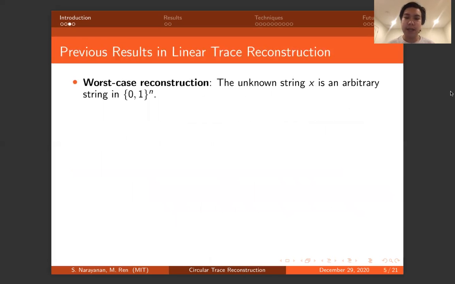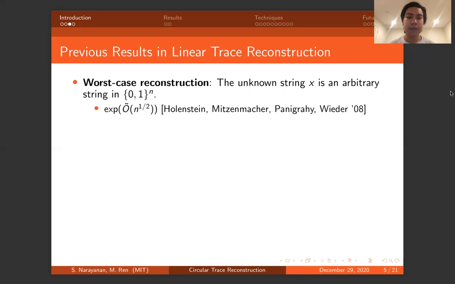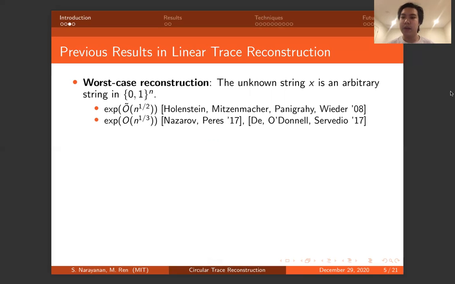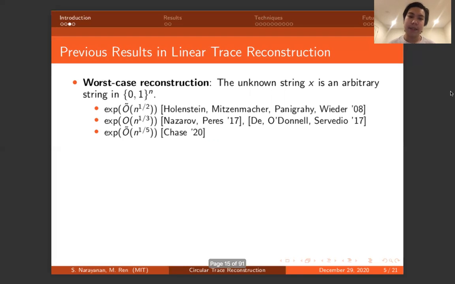Some previous results in trace reconstruction for linear strings. For worst case reconstruction, by which we mean we want to be able to reconstruct any arbitrary string of length n, first Holenstein et al. showed that we can do this in e to the roughly square root of n traces. Then simultaneously, Nazarov and Peres, and De, O'Donnell, and Servedio improved this to e to the roughly cube root of n. And very recently, Chase improved this to e to the roughly n to the 1/5.